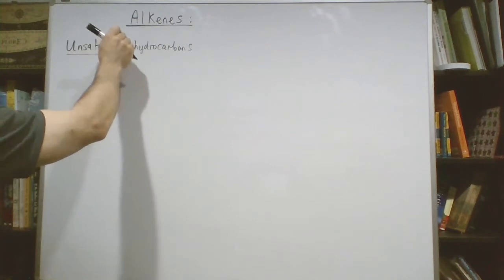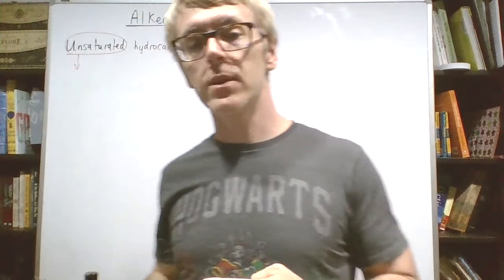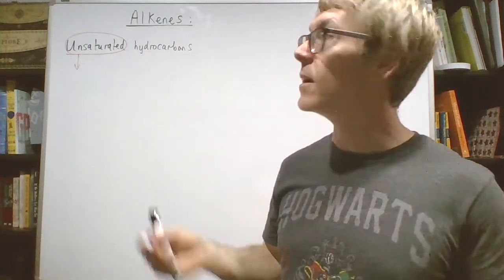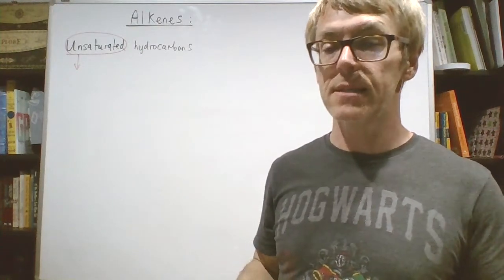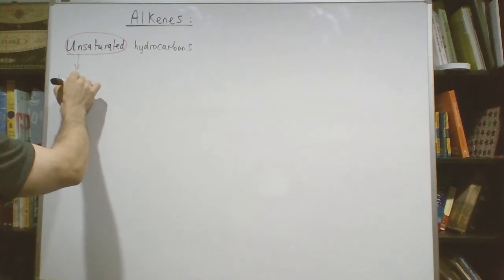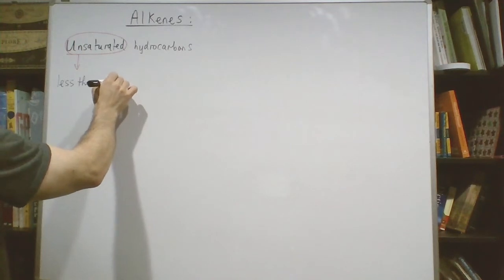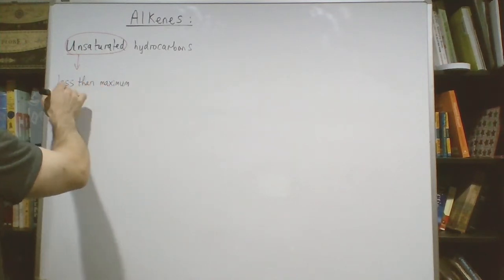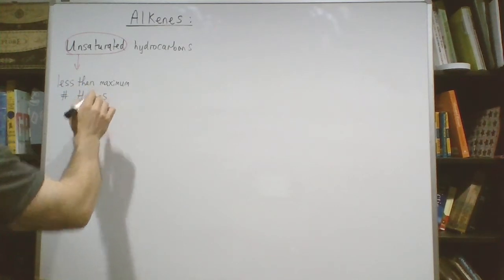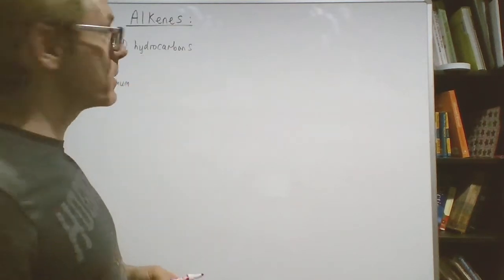This word unsaturated, well, if you contrast it with the word we use for alkane, we said that alkanes were saturated, and we said that that meant had the maximum number of hydrogen. Unsaturated means less than the maximum number of hydrogen atoms. Hydrocarbon, remember, just means contains carbon and hydrogen only.